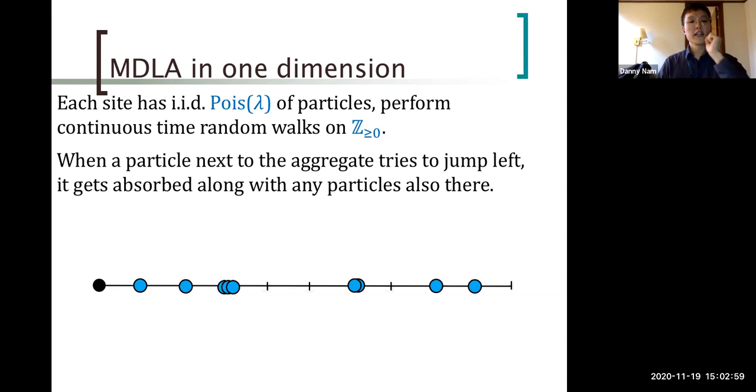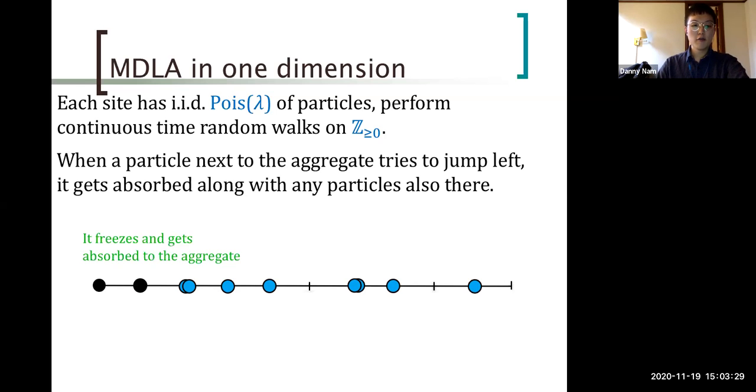So we have an integer line. At the origin, there will be a single frozen particle in the beginning. On all other sites, we place an independent Poisson lambda number of particles at each site, where lambda is some fixed positive constant. All particles perform continuous time simple random walks independently, so they walk around. When a particle right next to the frozen aggregate tries to jump left, then it will freeze and get absorbed into the aggregate, and your frozen domain will grow by 1 step. And the random walk continues.